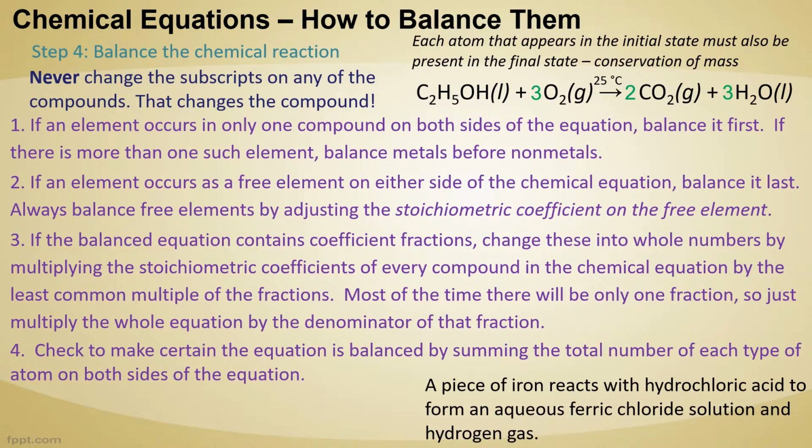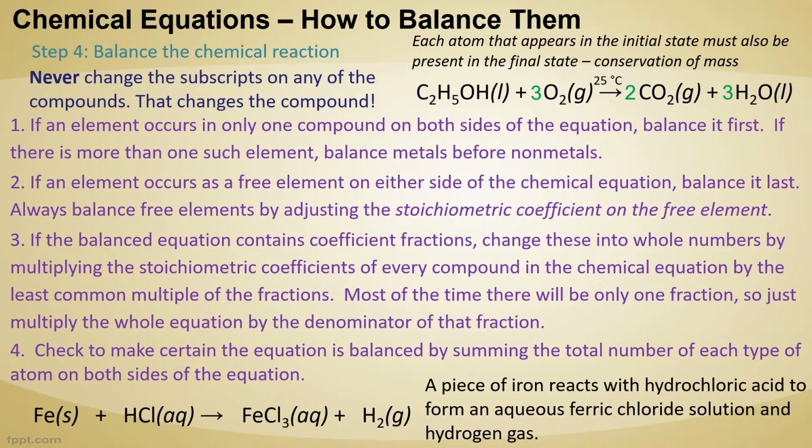A piece of iron reacts with hydrochloric acid to form an aqueous ferric chloride solution and hydrogen gas. This is a very common and quick way to produce hydrogen gas, dropping metals in concentrated acids. Acids, unless stated otherwise, can be assumed to be in the aqueous form. And as always, we know that the hydrogen's elemental form is a diatomic gas. The basic unbalanced reaction can be written as shown.